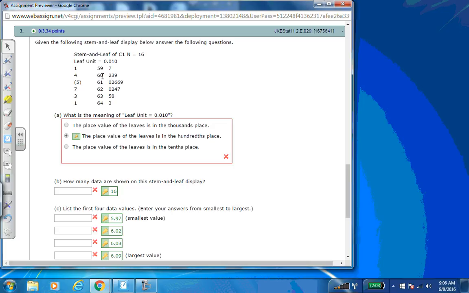You list those, and then you put your decimal so that your leaf, so this has 3 leaves, this is 1 leaf, so this represents 3 different numbers, 602, 603, 609. We put the decimal so that each of the leaves is in the hundredths position.